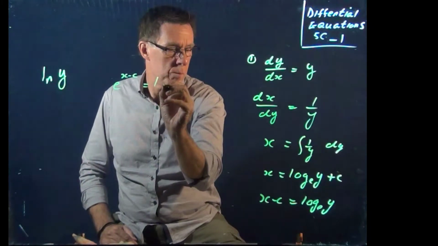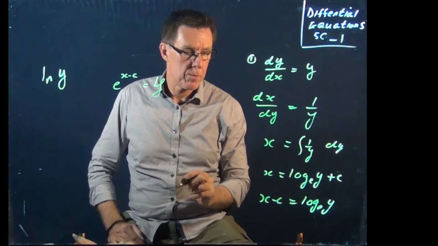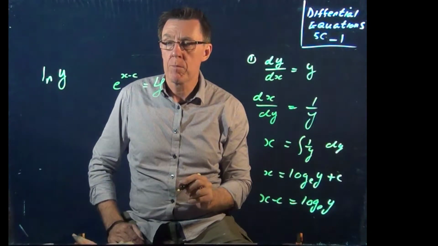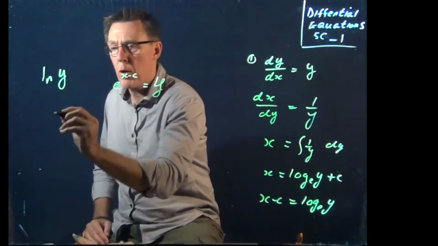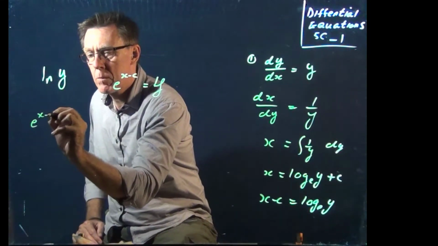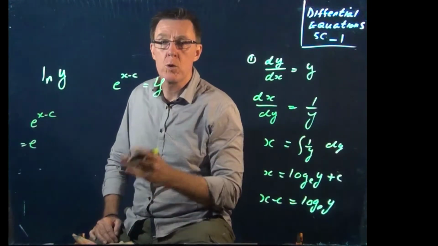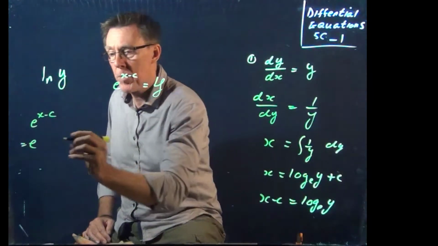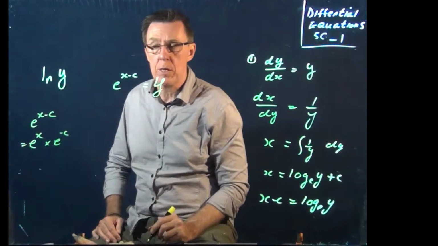leaving me with y on that particular side. Now from there, this e to the x minus c, let me just rewrite it over here. That means, going back to our index laws you did last year or in year 10, it's e to the x multiplied by e to the negative c.